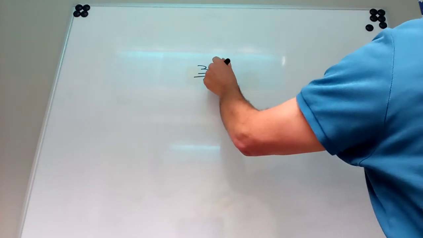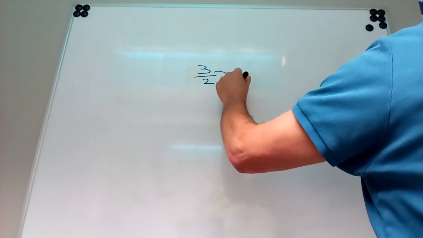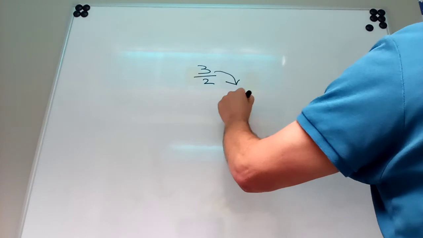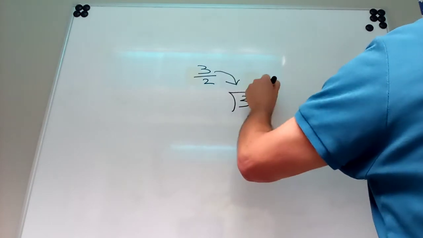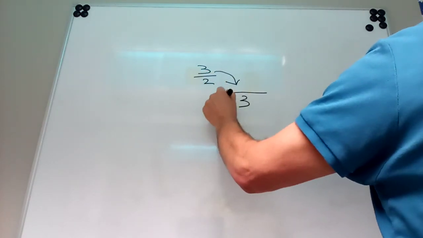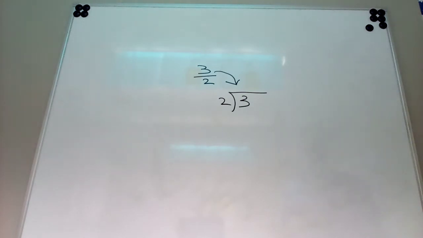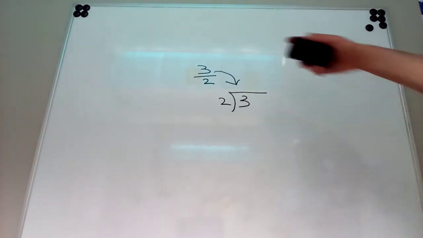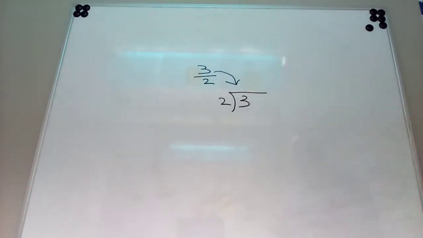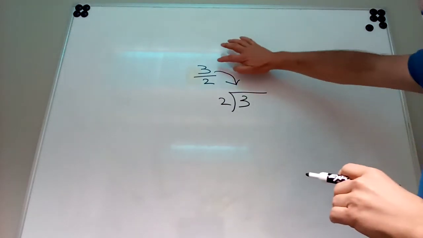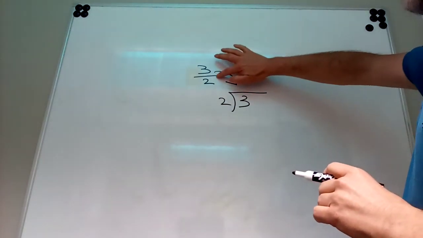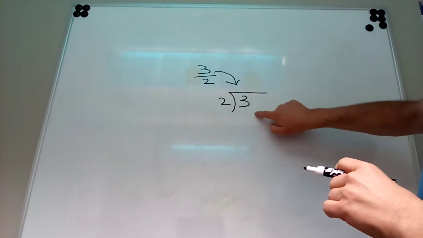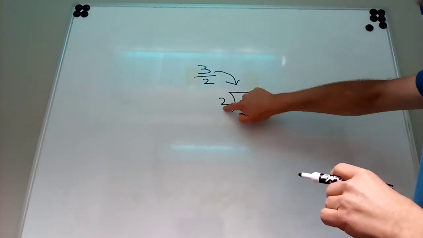The way I like to think about this, what I'm going to use, drop the 3 into the box, and then bring the 2 down. So that way you've got it straight. Well, what number goes in the box? Well, the top number goes in the box, because the way you would read this is 3 divided by 2.